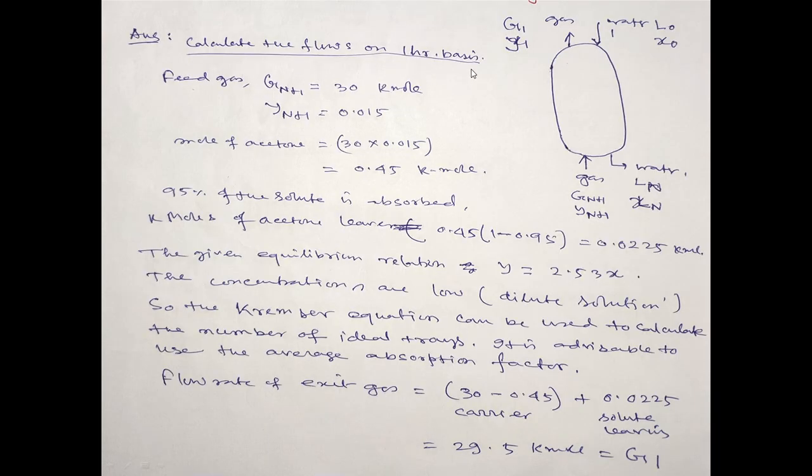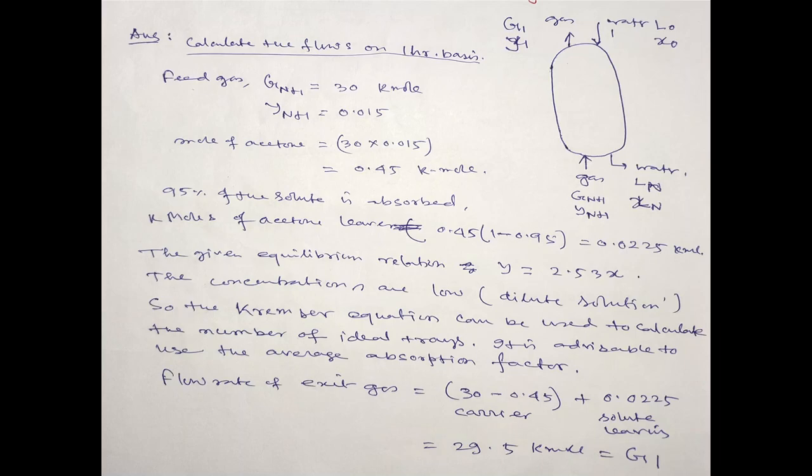Calculation of flow rate on 1 hour basis. So Gn plus 1 is 30 kmol and Yn plus 1 equal to, if you see, this is the thing. So gas is going, this is the nth tray, this is tray 1, so G1 Y1, Gn plus 1 Yn plus 1, and this is L0 X0, this is Ln Xn. But keep in mind, here I am taking the concentration in terms of mole fraction. But you can take in terms of mole ratios. I am telling this because the solution is dilute, as it is 1.5%.